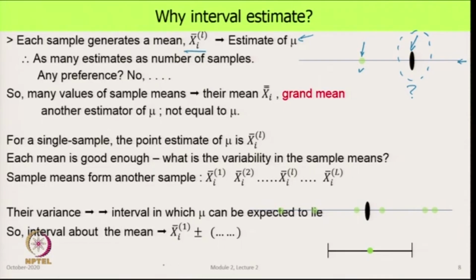This is what we are going to look at in the next series of arguments. There are as many estimates of the population mean mu as there are the number of samples, because each sample is generating one. We have no specific preference. So, there are many values of sample means, and we can do two things with it. Treat it as yet another parameter. So, all these now are individually a sample mean.